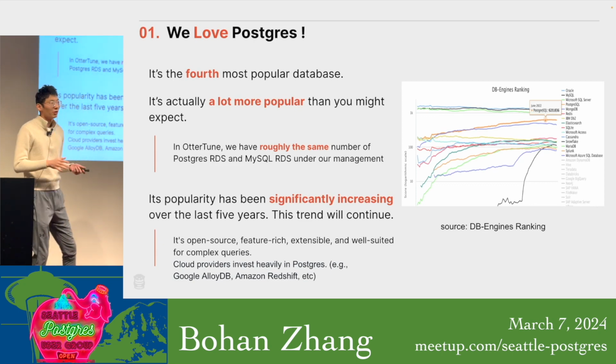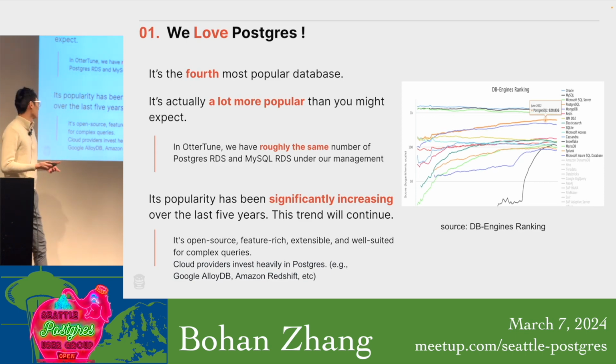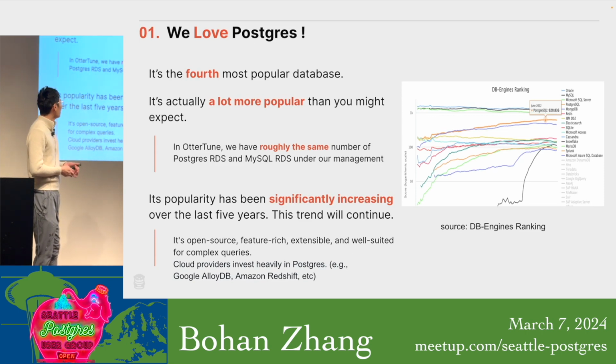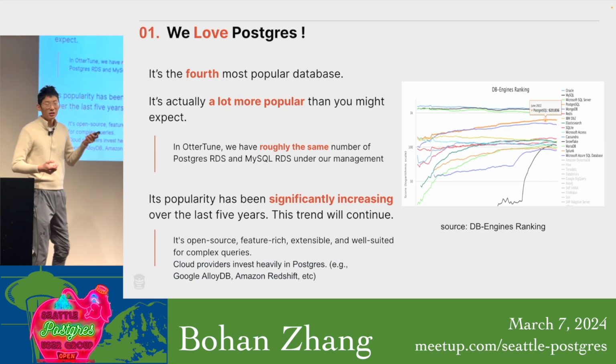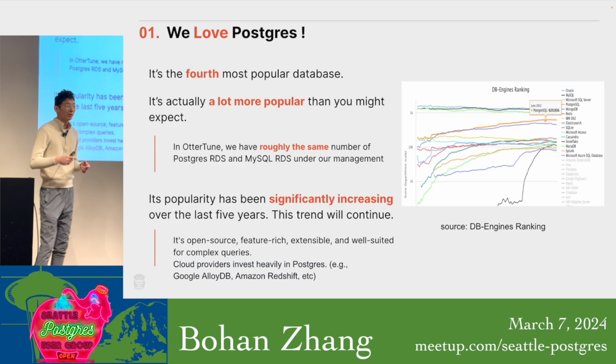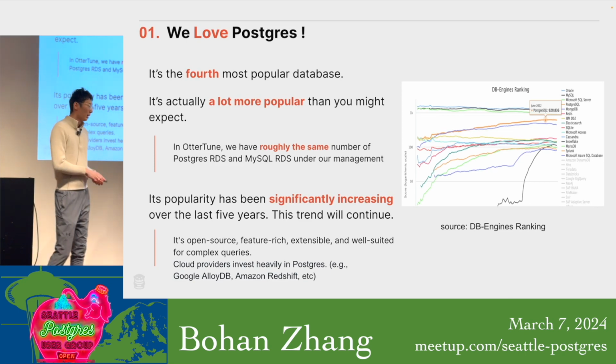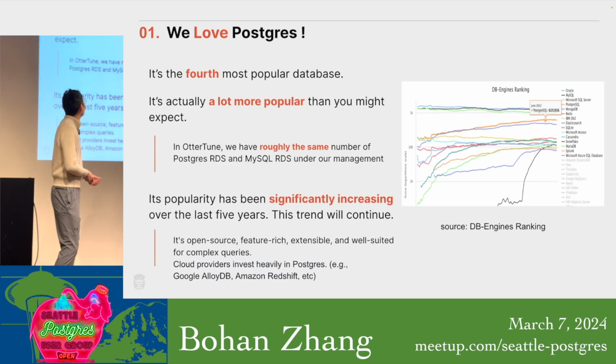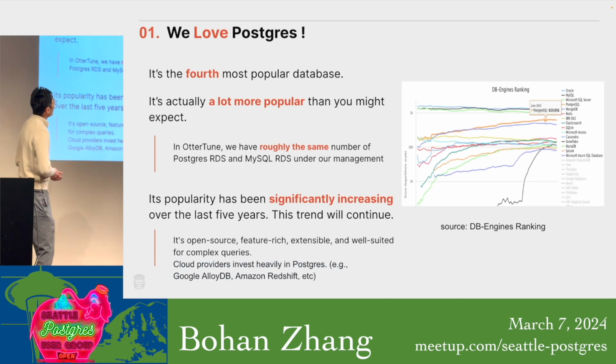I think it's because of several things. The first is open source. It's also feature rich, extensible, and good for common queries. There are also many open source projects based on Postgres, for example, Timescale is a time-series database based on Postgres. The ecosystem is really good for Postgres. And there are also cloud providers with their own Postgres offerings. For example, Aurora is also based on Postgres, and Redshift's query engine is based on Postgres. So Postgres is really popular these days.